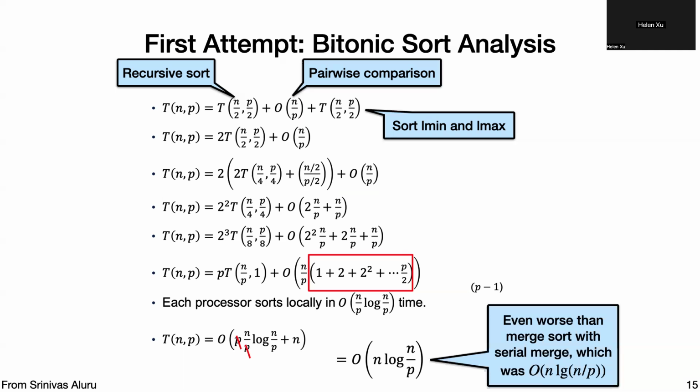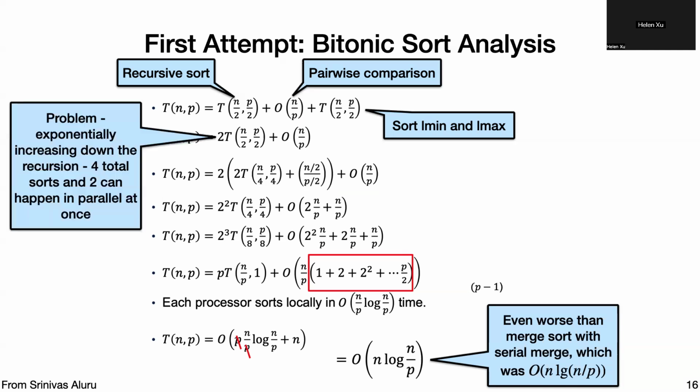And this is not ideal because this is even worse than the merge sort that we had initially, even when we were doing serial merge. So if you remember, merge sort was n over p times log n over p. But this is n times log n over p, which is a p factor off. So that is not ideal.